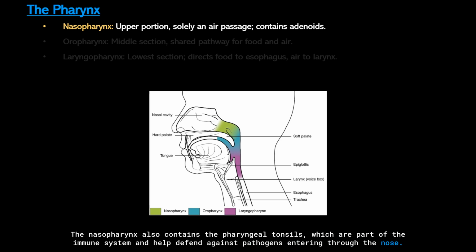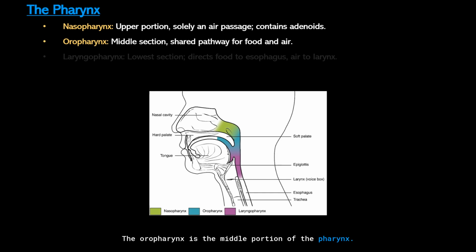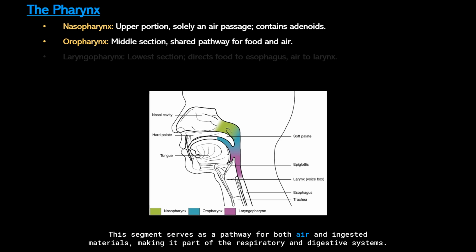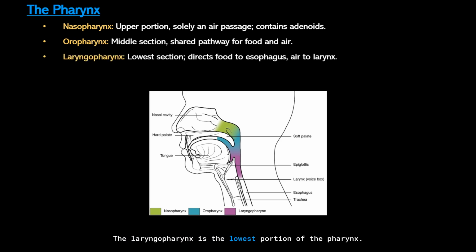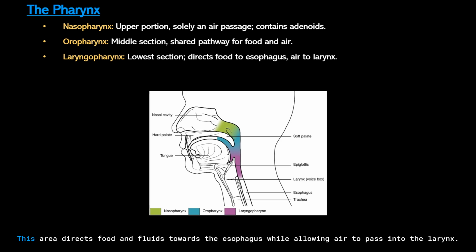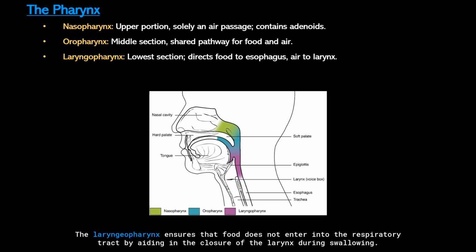through the nose. The oropharynx is the middle portion of the pharynx, located posterior to the oral cavity. This segment serves as a pathway for both air and ingested materials, making it part of the respiratory and digestive systems. The oropharynx is lined with a more protective type of epithelium to handle the abrasion from food and liquids passing through it. The laryngopharynx is the lowest portion of the pharynx, connecting to the larynx anteriorly and the esophagus posteriorly. This area directs food and fluids towards the esophagus while allowing air to pass into the larynx. The laryngopharynx ensures that food does not enter into the respiratory tract by aiding in the closure of the larynx during swallowing.